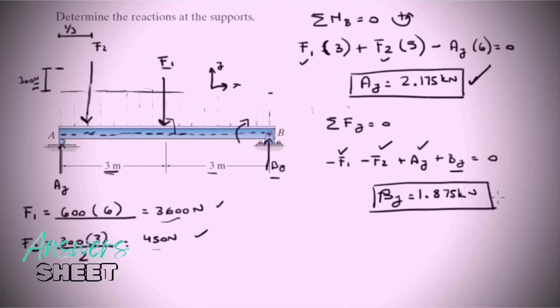Final answer for AY and final answer for BY. And remember, there's no BX because the distributed load is going straight down. There's no horizontal force that will make a reaction at B horizontally. So final answers.